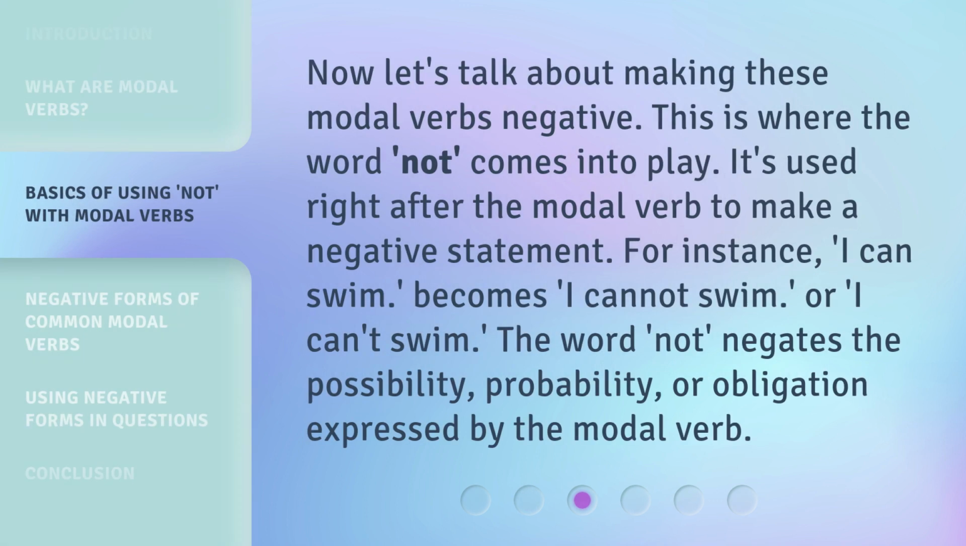Now let's talk about making these modal verbs negative. This is where the word not comes into play. It's used right after the modal verb to make a negative statement. For instance, I can swim becomes I cannot swim, or I can't swim. The word not negates the possibility, probability, or obligation expressed by the modal verb.